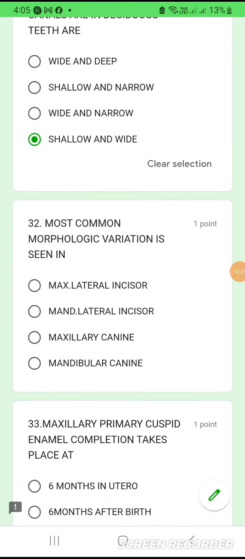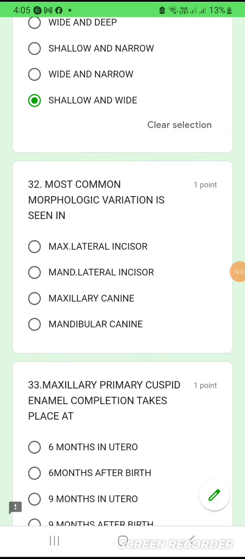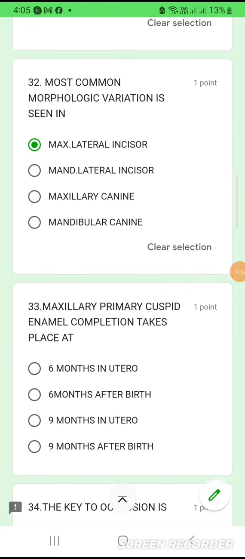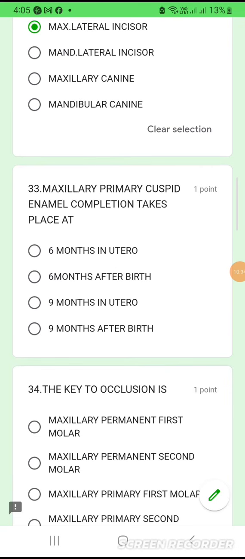Coming on to 32nd question, most common morphological variation. So the answer is very easy. Maxillary lateral incisor is the most commonly seen tooth with morphological variation, option A.